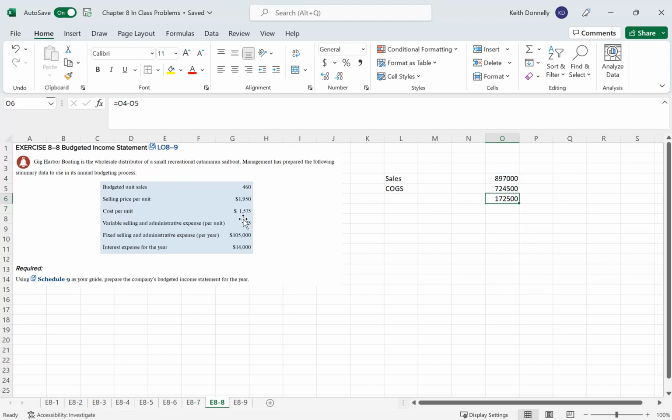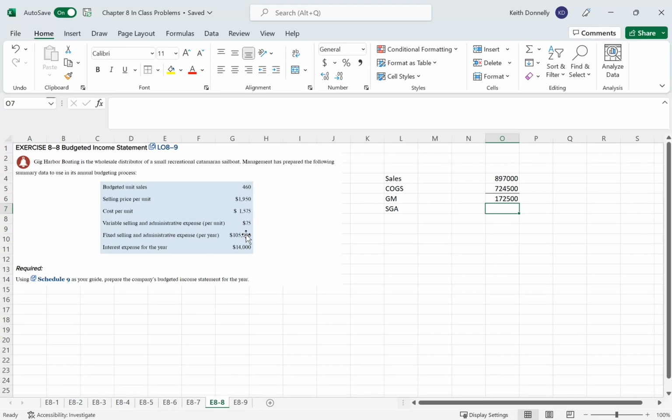One minus the other, that'll get us our gross margin of 172. Then we have to back out our selling, general, and administrative expense. This one we have to think about for a second because we have a fixed component and a variable component. We know the fixed is a flat 105. That's per the year.